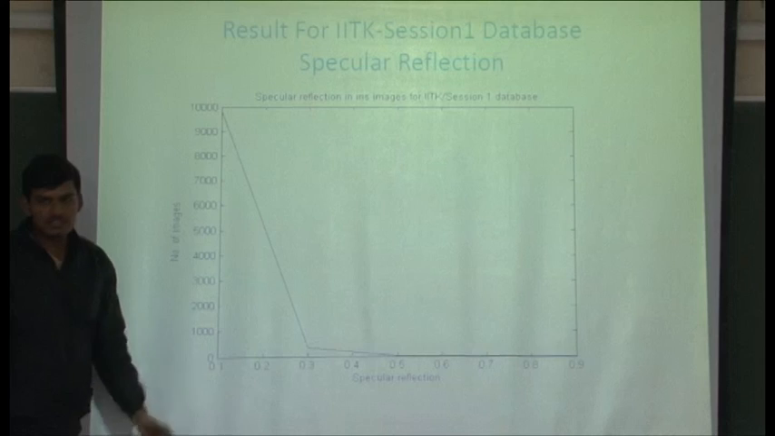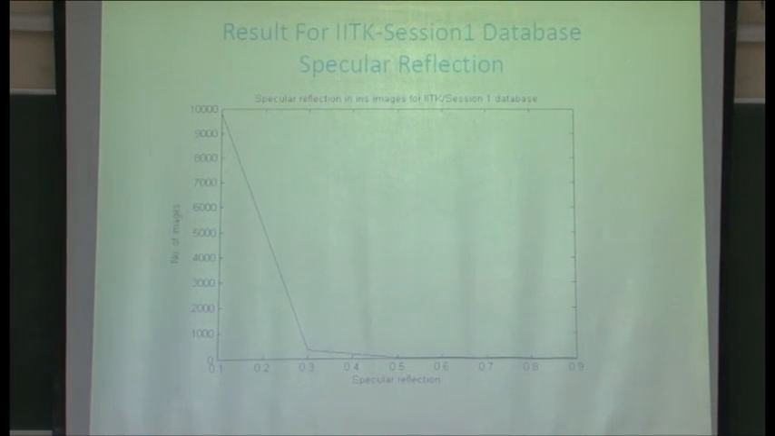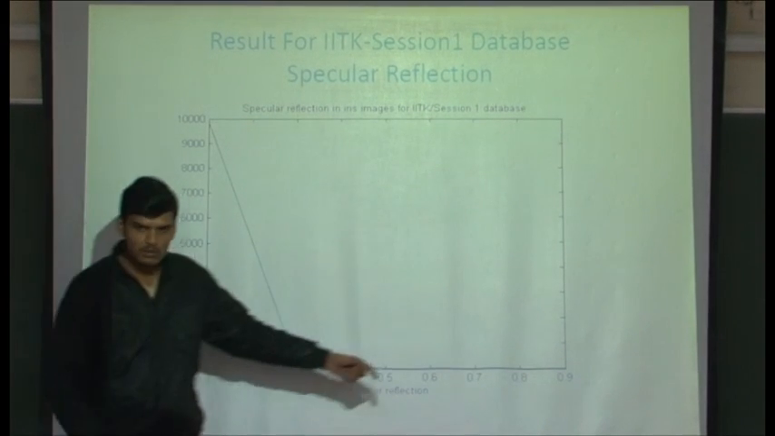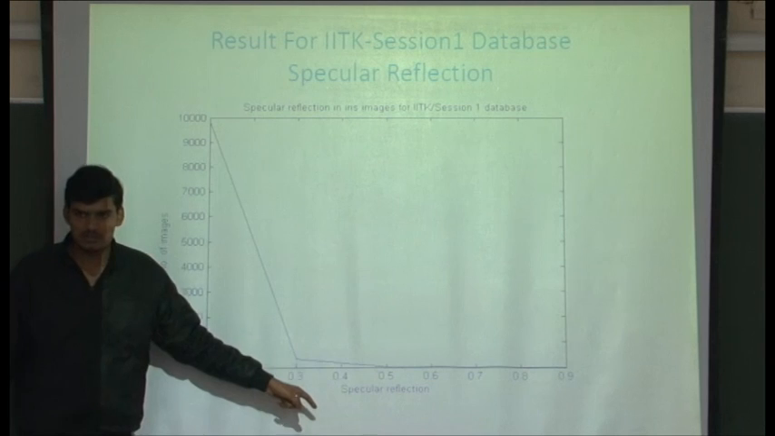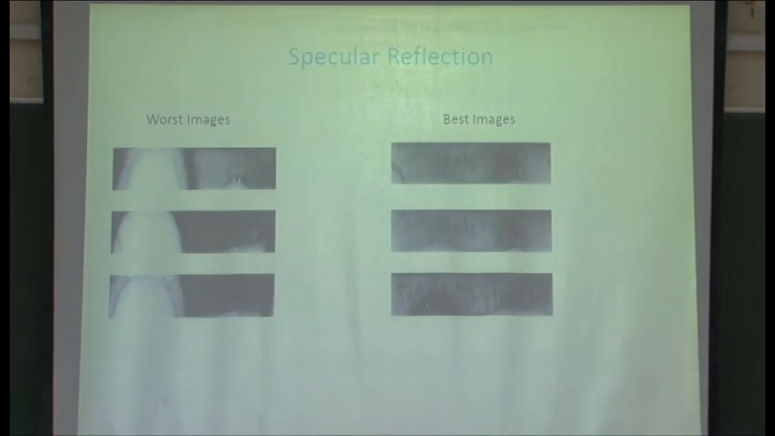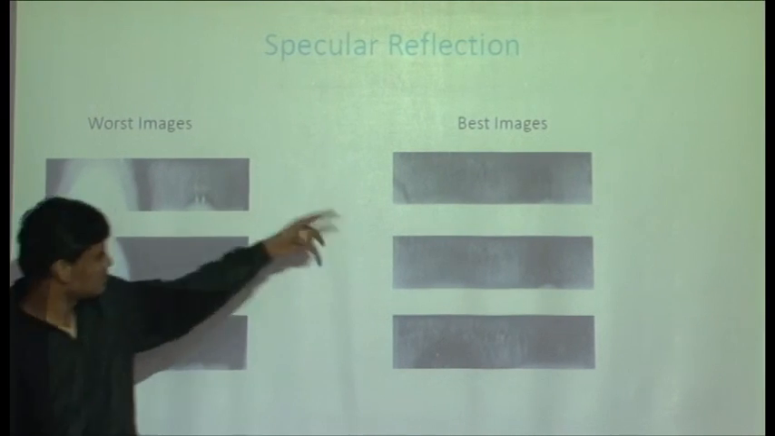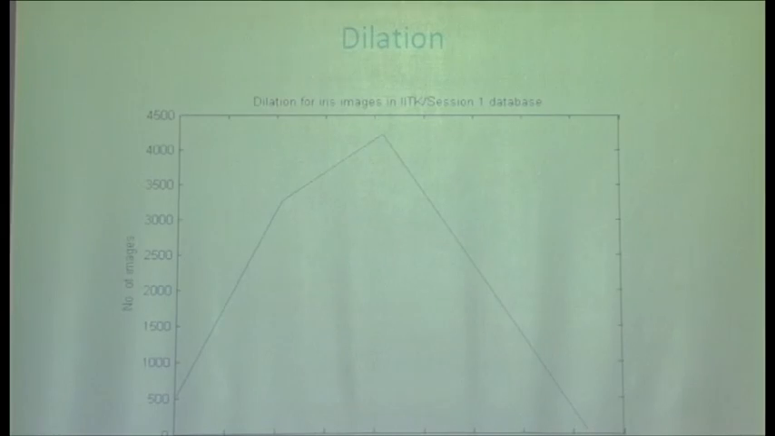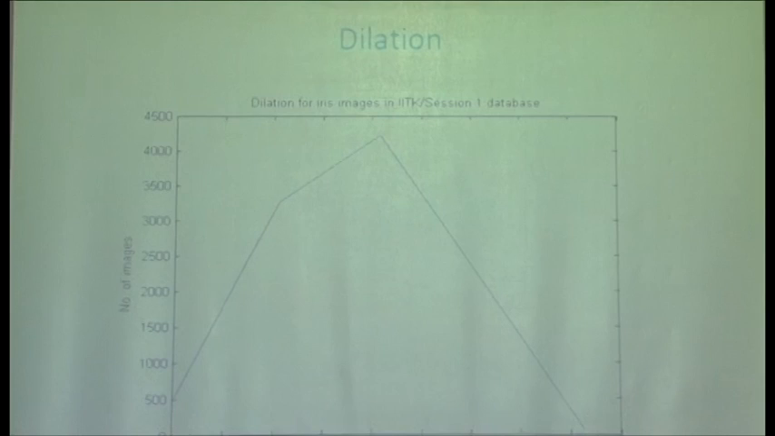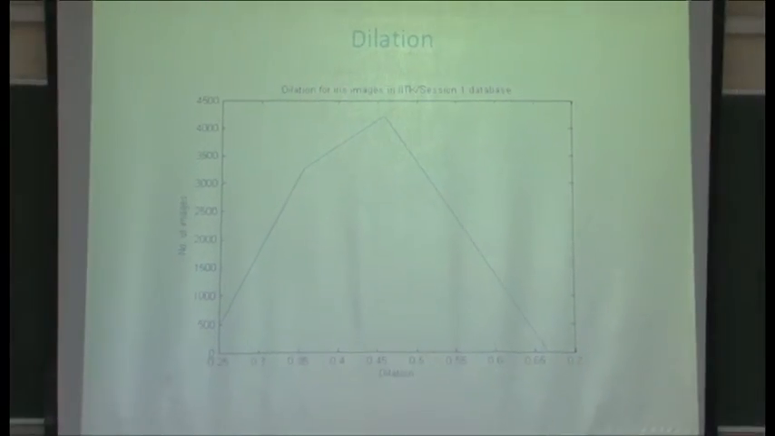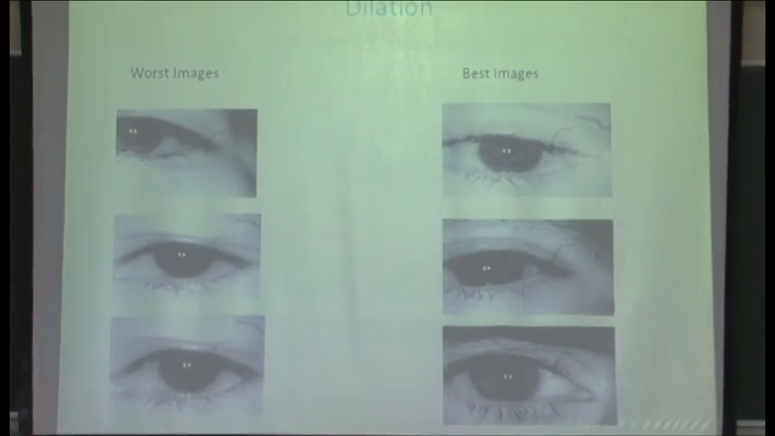So for the IITK session 1 database. More the value, better is the quality? No. More the value, the lower is the quality. Specular reflection. Okay. These images are again the same. Again for dilation, the more the value of dilation, the lower the quality.